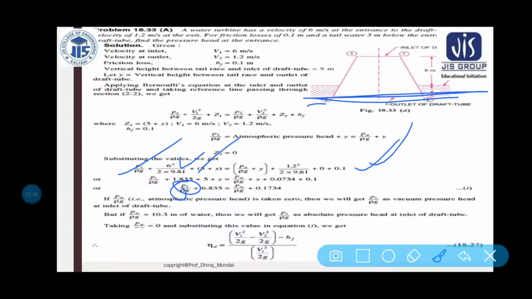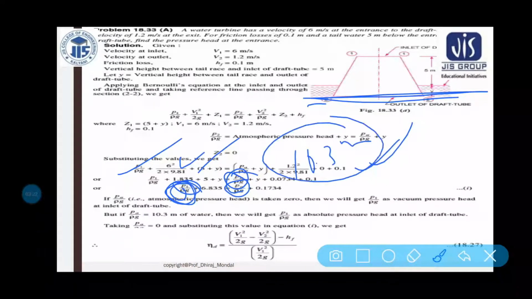Because the atmospheric pressure head is here, basically you can see only one data which is not available, that is your P1 by rho g. Clear? So you have to calculate P1 by rho g, and this PA by rho g is what? You can take it as 0, that is your atmospheric pressure. Either you can take 0 or you can take 10.3 meter of water. When you take 10.3 meter of water, you will get P1 by rho g as absolute pressure. Clear?